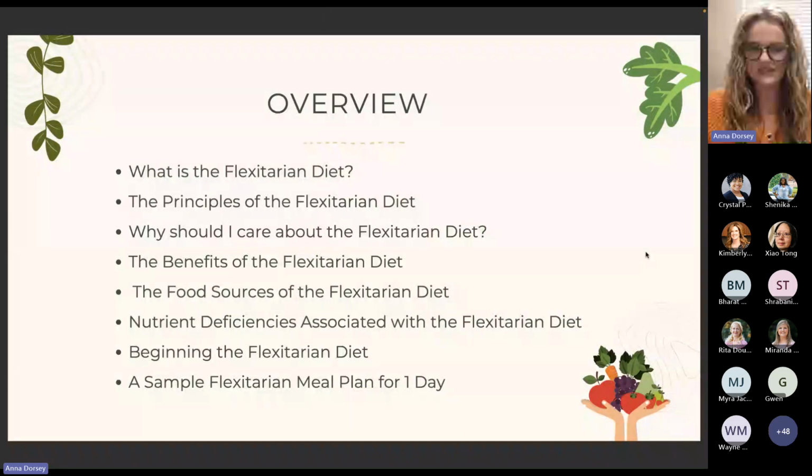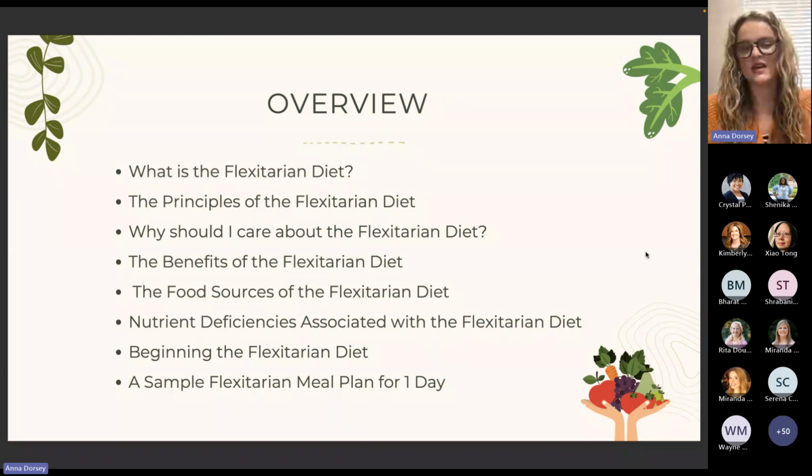So first of all, I want to give an overview of the things that we are going to be talking about today. We're going to start with a general definition of what the Flexitarian Diet is, some principles of the Flexitarian Diet and components of it, why we should care about the Flexitarian Diet, some of the benefits of the Flexitarian Diet, food sources of the Flexitarian Diet, and then we want to talk about some nutrition deficiencies that are often found and to be aware of as you think about implementing the Flexitarian Diet. And then we'll talk about how you can start implementing the Flexitarian Diet.